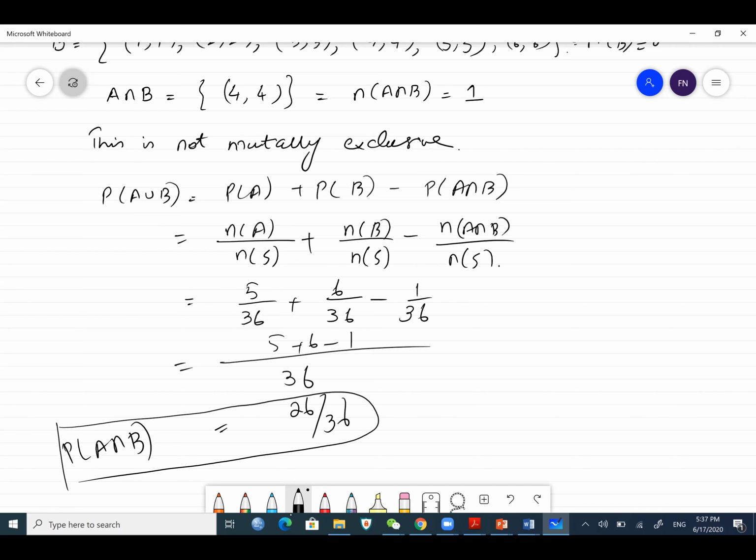Is that clear? Why is it 26? Oh, yes. It is not 26. It is 10 by 36.